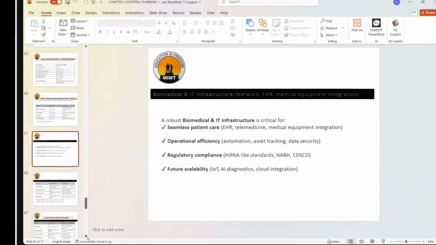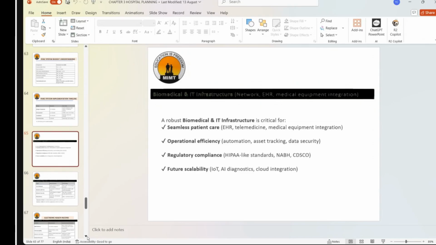Regulatory compliance. There are a lot of regulatory compliances already existing, and various regulatory compliances are evolving also in India. The HIPAA-like standards, NABH, they have also given some kind of guidelines. CDSCO also issues guidelines from time to time for this biomedical and IT infrastructure. Then future scalability means you have to think about that. As I told you, the time is of artificial intelligence.